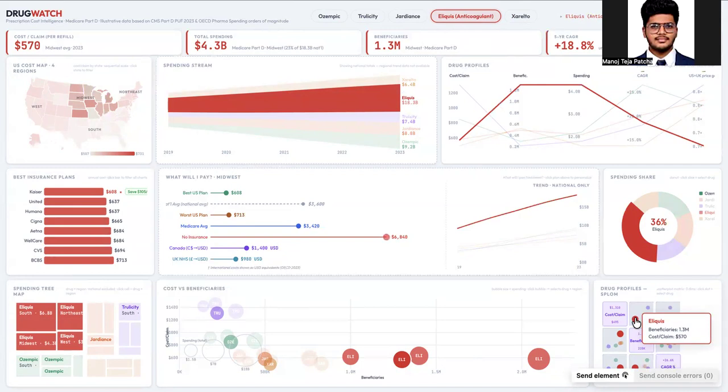For example, drugs with high CAGR tend to have high cost per claim. Yeah. So I would say the key insights and methodologies are like we have the regional variation.